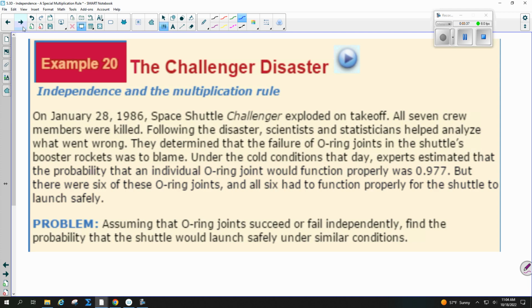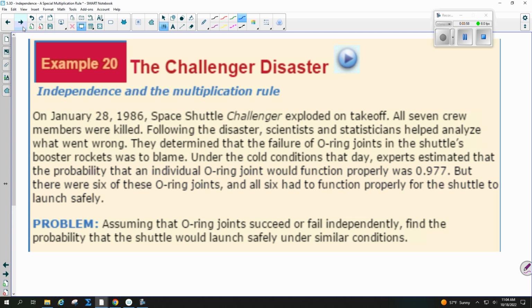The Challenger disaster. On January 28th, 1986, Space Shuttle Challenger exploded on takeoff. All 7 crew members were killed. Following the disaster, scientists and statisticians helped analyze what went wrong. They determined that the failure of O-ring joints in the shuttle's booster rockets was to blame.